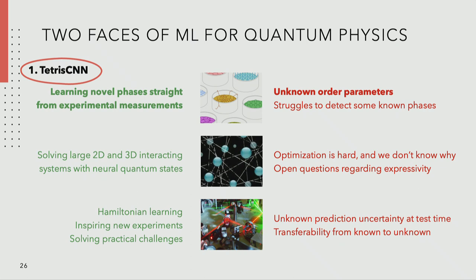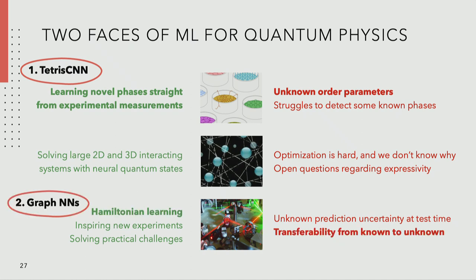One thing that I will present is our work on interpretable machine learning for phases of matter, with a special architecture that we called Tetris convolutional neural network. We will try to learn both the phases and the order parameters that networks detect. And then the second part of the results will tackle the Hamiltonian learning problem from experimental snapshots with graph neural networks. And we'll tackle this transferability from known to unknown, which is training on a regime that is simulatable and then transferring to larger systems which we cannot simulate easily.